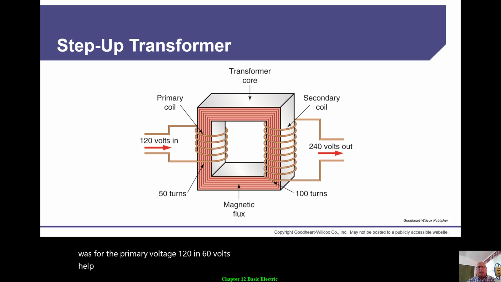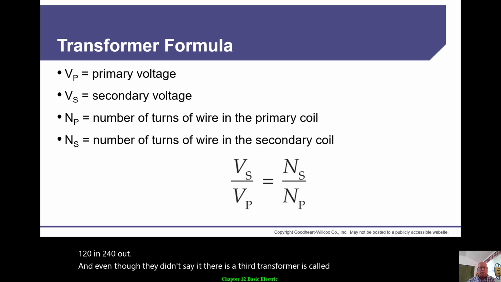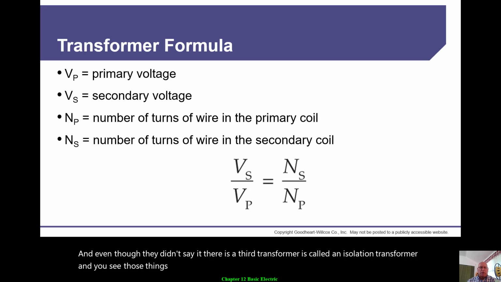Transformers can go the other way. They can be step up, 120 in, 240 out. And even though they didn't say it, there is a third transformer. It's called an isolation transformer, and you see those things incorporated and used on ships where you can have a ground return.